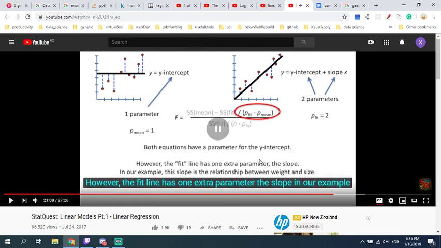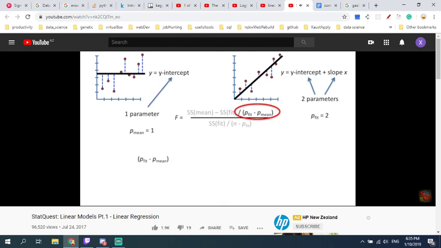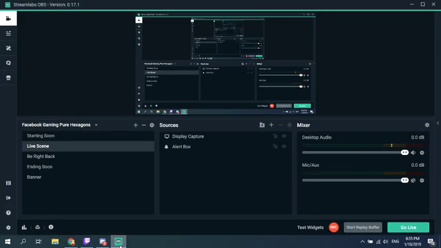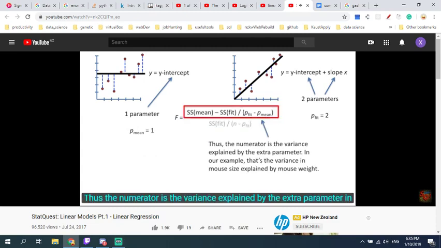However, the fit line has one extra parameter, the slope. In our example, this slope is the relationship between weight and size. In this example, p_fit minus p_mean equals 2 minus 1, which equals 1. The fit has one extra parameter, mouse weight. Thus, the numerator is the variance explained by the extra parameter. In our example, that's the variance in mouse size explained by mouse weight.